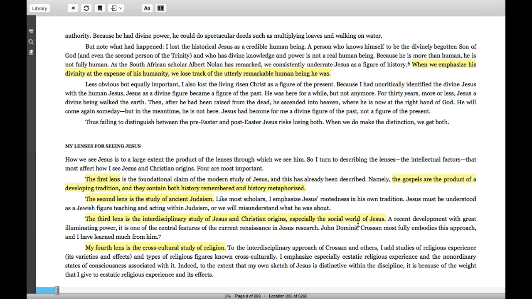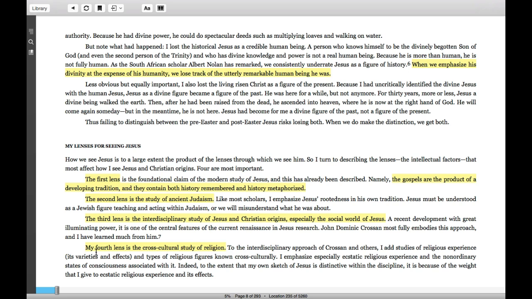Whenever you talk about your own life, if you were describing it to somebody else, you would necessarily talk about your environment, the social world that you lived in. And so too for Marcus Borg, we really need to understand the interdisciplinary study of Jesus and of Christian origins. In other words, what was the social world that Jesus lived in? And then the final lens Marcus Borg wants us to look through in order to understand Jesus, he says, is the cross-cultural study of religion.